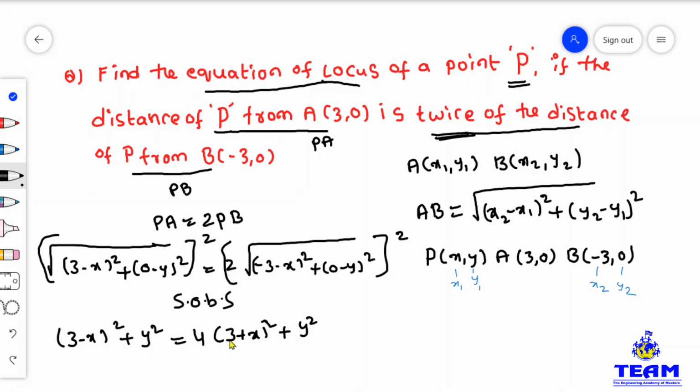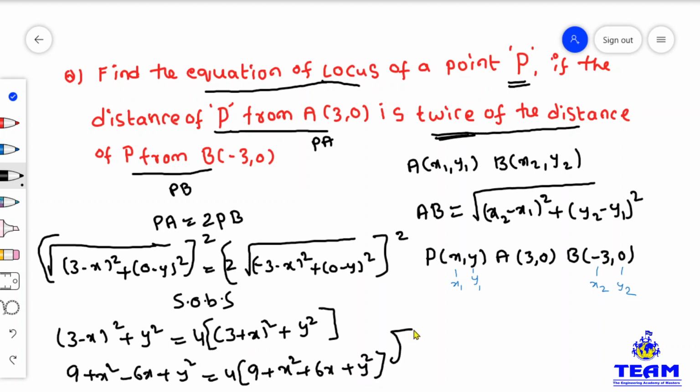Friends, now we have to simplify for the equation of the locus. This is the algebraic equation. Now I am expanding using the formula (a minus b) whole square. We get 3 square, which is 9, plus x square minus 6x plus y square, is equal to 4 times, so you need to write a bracket, 4 times half. Now 3 square is 9 plus x square plus 2 times 3 times x, that is 6x, plus y square. If we simplify this, we get the algebraic equation.